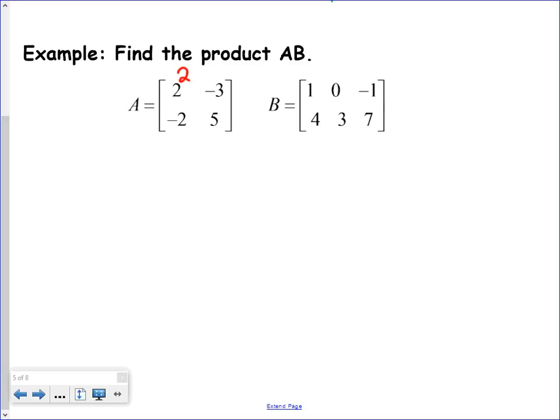So this matrix is a 2 by 2. Matrix B is a 2 by 3. Can we multiply A times B? Yes, because the columns in A match the rows in B. What will the dimensions of my answer or product matrix be? Maddie says 2 by 3. Okay, so I'm going to come up with a 2 by 3 answer matrix.